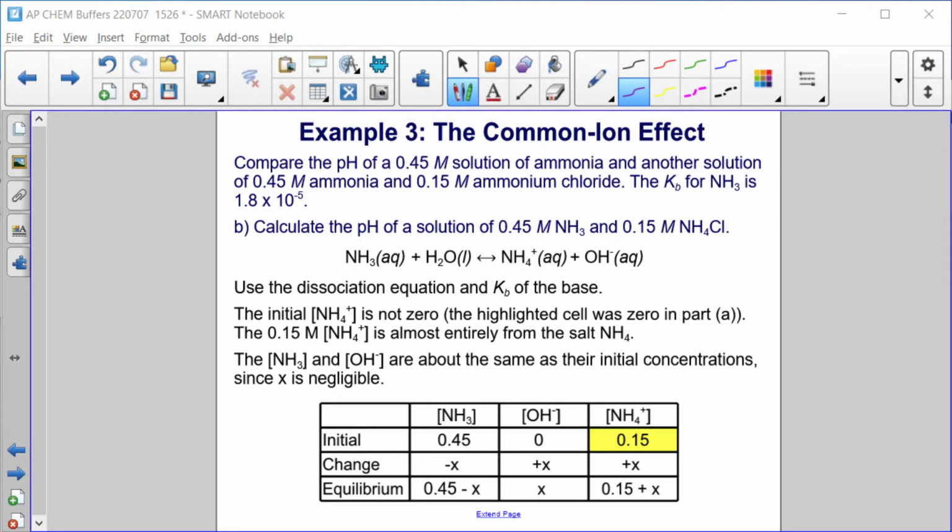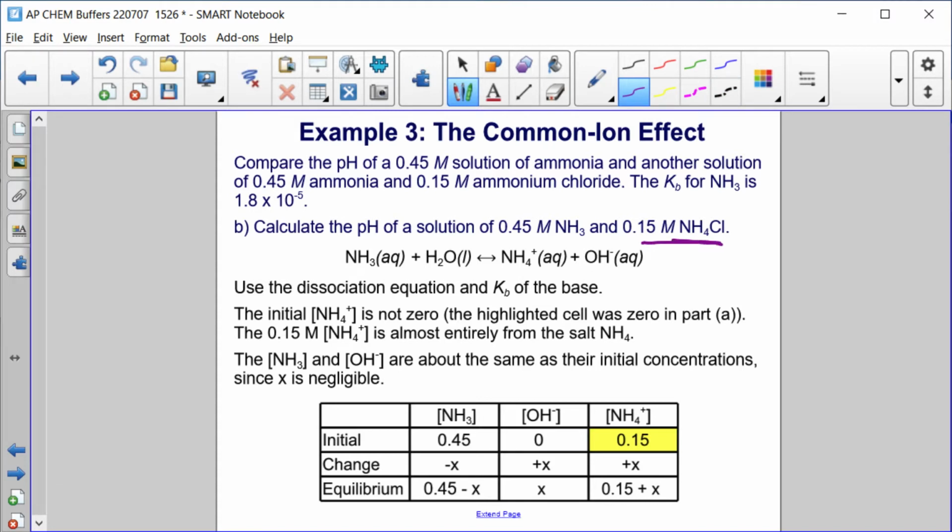All right, so now in part B, let's calculate the pH of a solution of 0.45 molar NH3. So we're starting with the same solution of NH3, but now we're adding 0.15 molar NH4Cl. So I still have the same dissociation equation and the same Kb for the base NH3. I start with my same 0.45 molar NH3, but the initial NH4 plus is not 0, this highlighted cell. In part A, this was 0. It's 0.15 molar NH4 plus from this addition here.